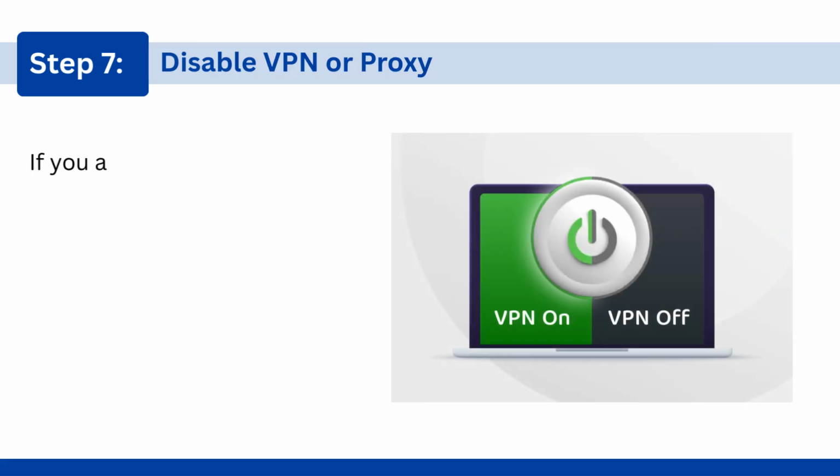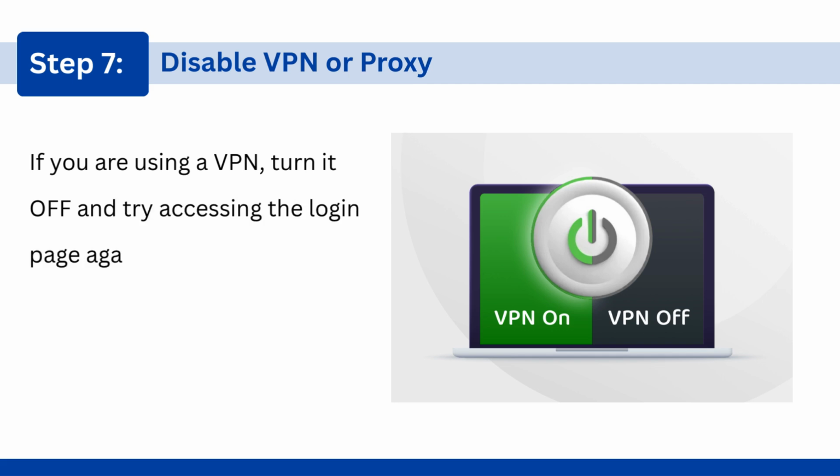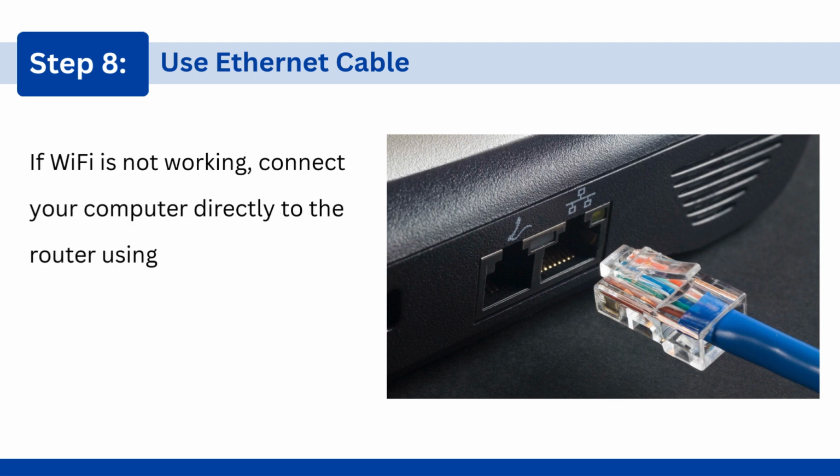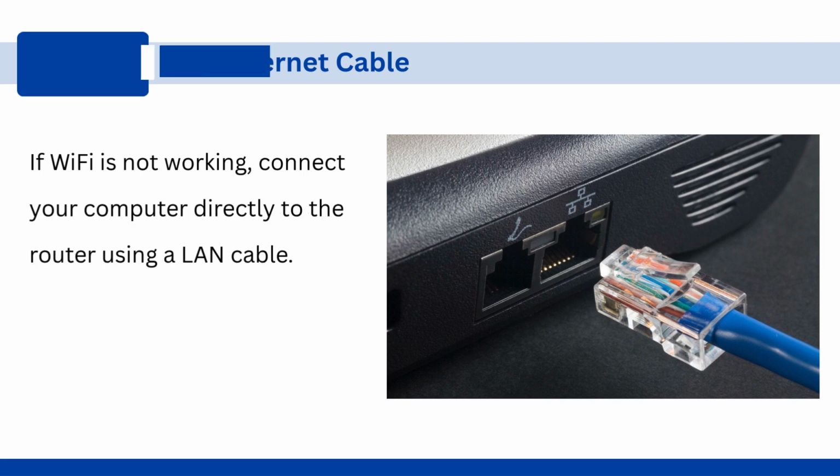Step 7. Disable VPN or proxy. If you are using a VPN, turn it off and try accessing the login page again. Step 8. Use Ethernet cable. If Wi-Fi is not working, connect your computer directly to the router using a LAN cable.